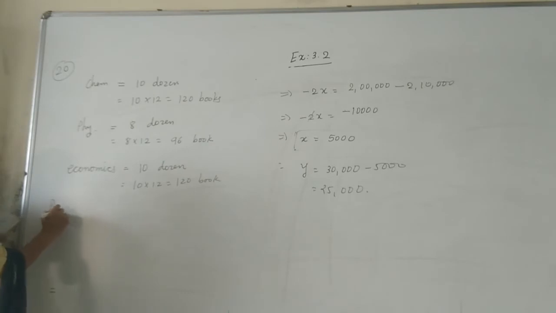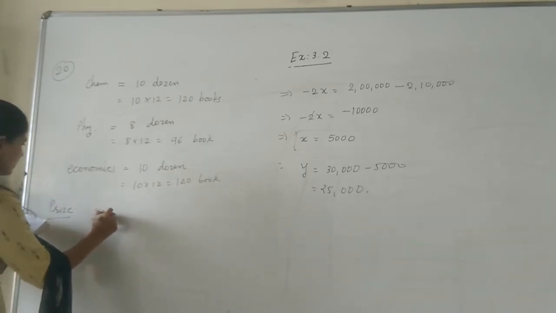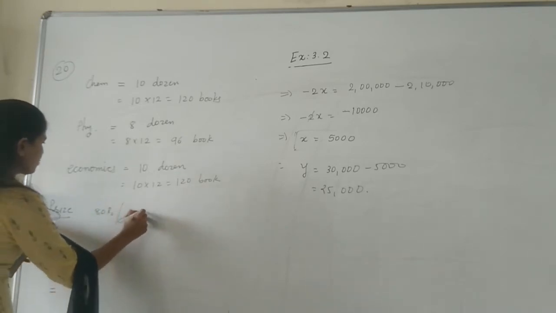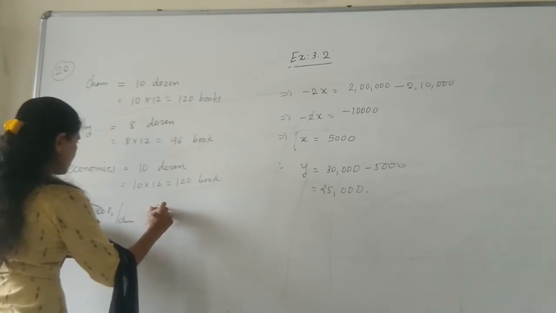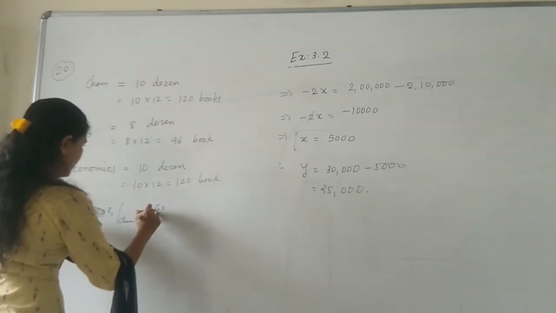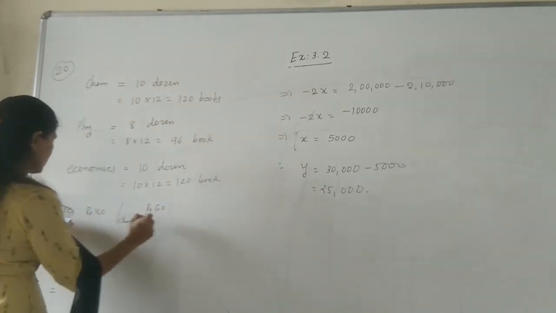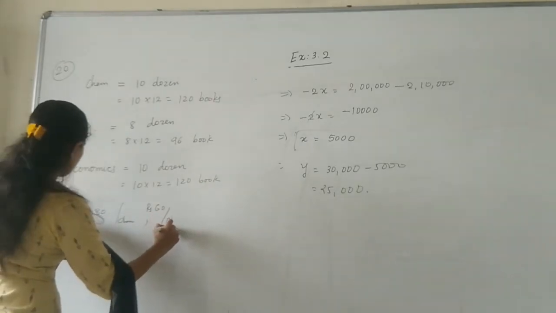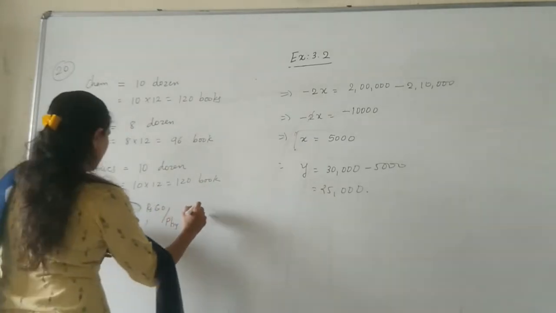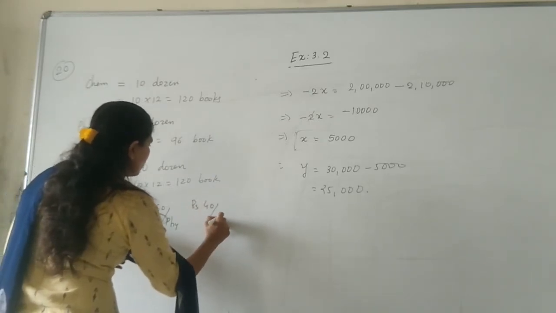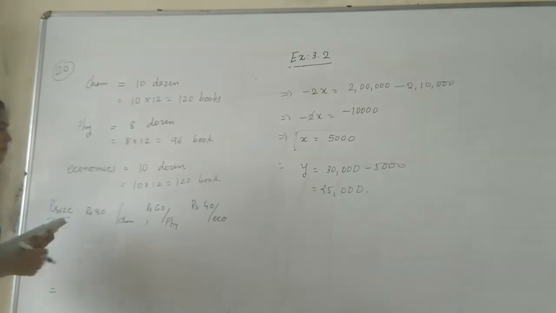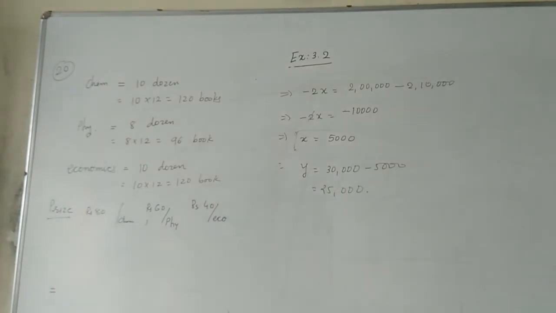Now the price. It is 80 rupees per chemistry book, for one chemistry book. Then 60 rupees per physics book and 40 rupees per economics book. Okay, so this is the price we have. Now we have to find out the total amount using the matrix algebra.